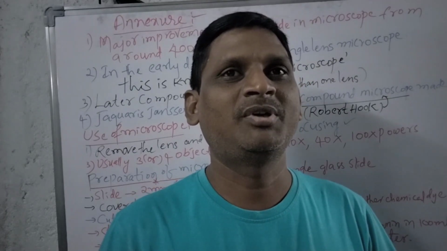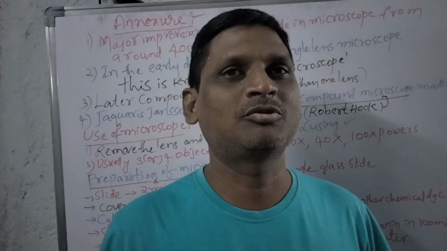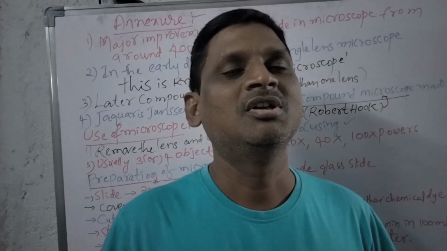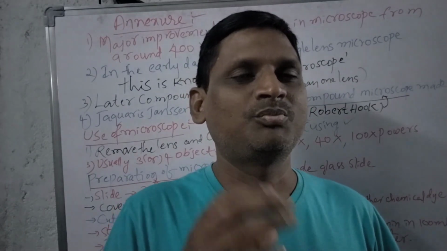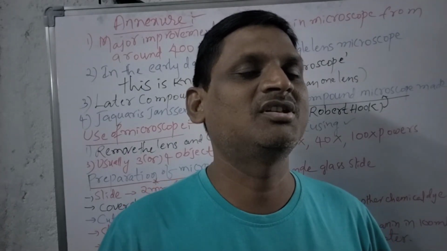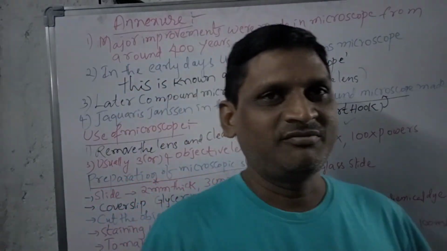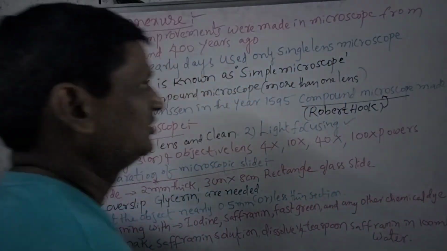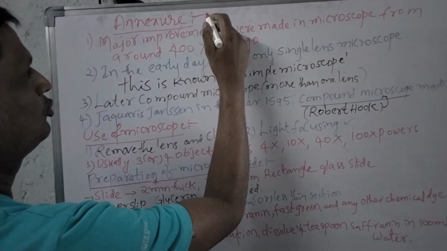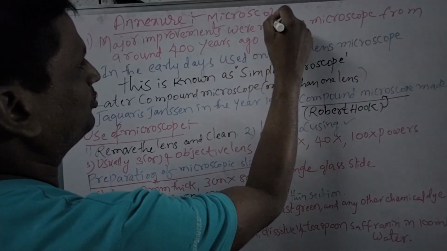Then how can we prepare the slide? Or what is the use of the microscope? How can we observe objects through the microscope? That we will study today. It is a small topic, but there will be plenty of information with the most important points. Let us see here. First one, in the annexure, we shall study about microscopes.